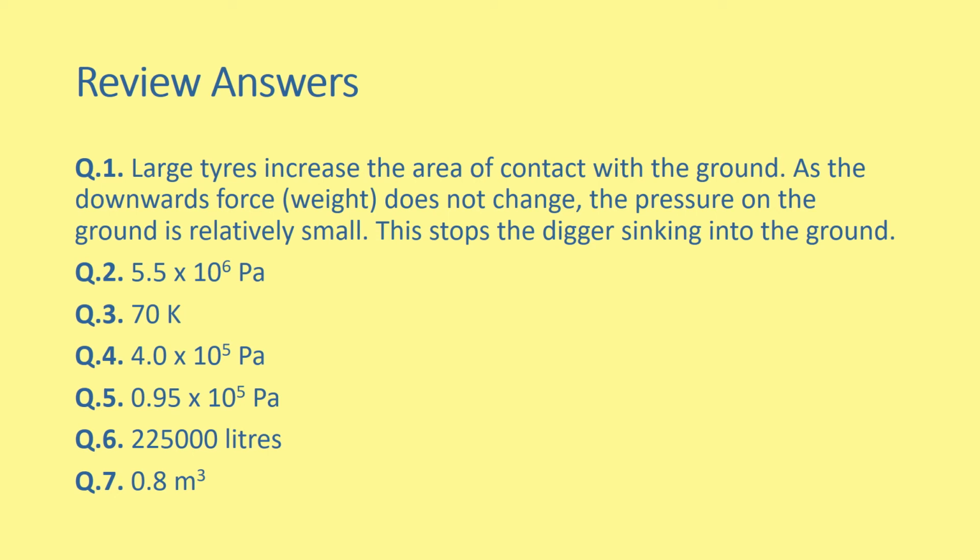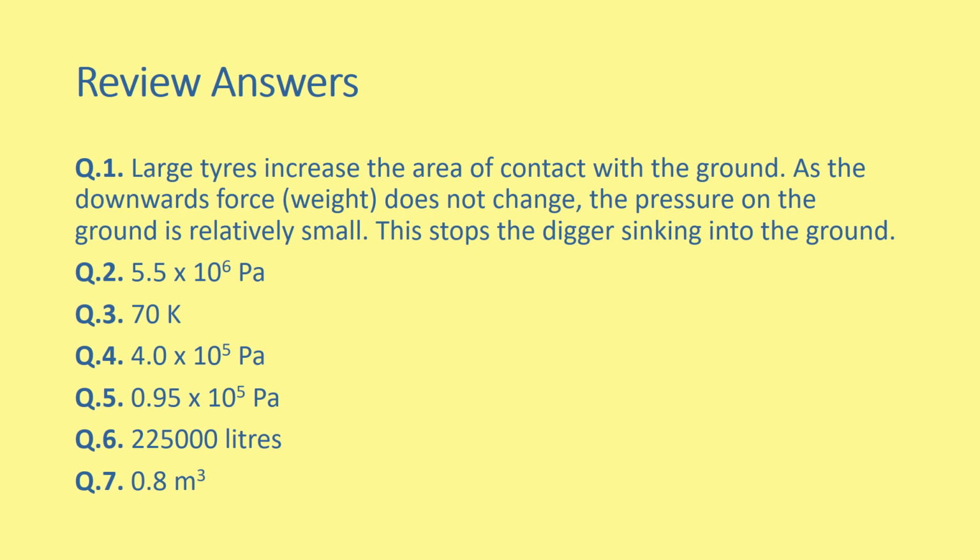In question 5, it should be Gay-Lussac's law you're using. P1 over T1 equals P2 over T2. Doing the correct substitutions, you should end up with 0.95 times 10 to the 5 pascals.